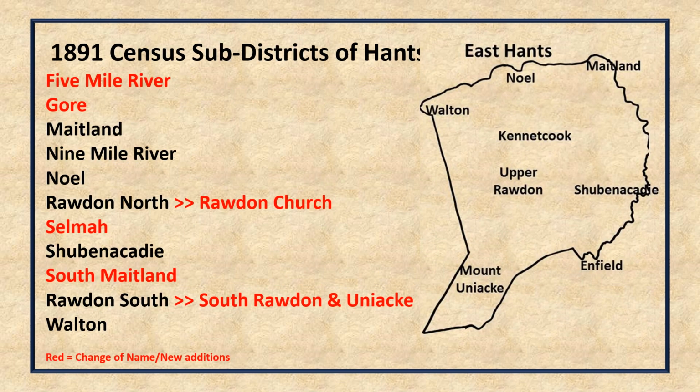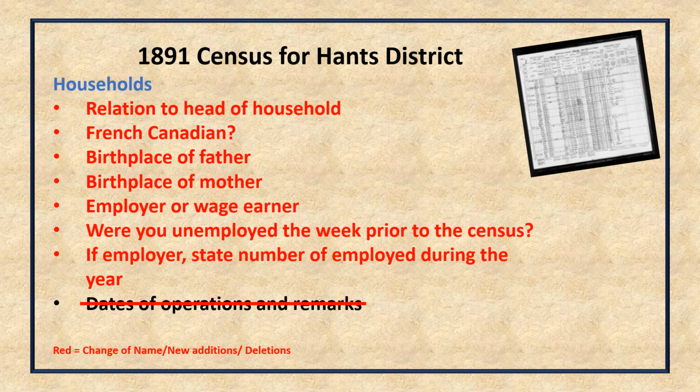Moving on to 1891, we find some changes in the sub-districts. Maitland, Knoll, Shubenacadie, 9 Mile River, and Walton continue, and additions include 5 Mile River, Gore, Selma, South Maitland, with Uniacke added to South Rawdon, and Rawdon North changed back to Rawdon Church. There are several significant additions to the questions, including father's and mother's place of birth, the relationship of the family to the head of household, and whether the person is French Canadian.